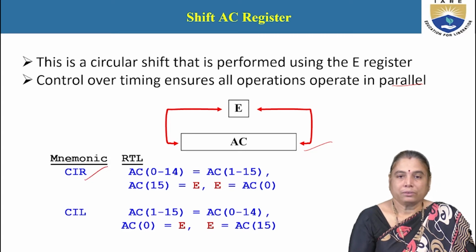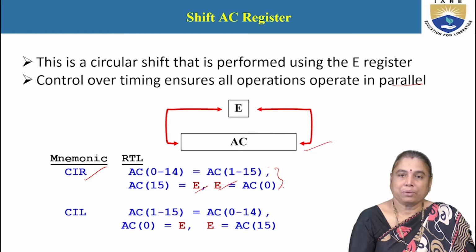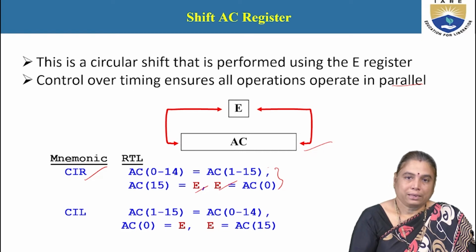In CIR, a circular right shift operation can be implemented on AC along with E. In the AC, bits 0 to 14 are loaded with AC bits 1 to 15. The AC 15th bit is loaded with E, and the AC 0 bit is stored in the E flip-flop. These are the RTL operations performed during the circular right shift of AC along with the E flip-flop.